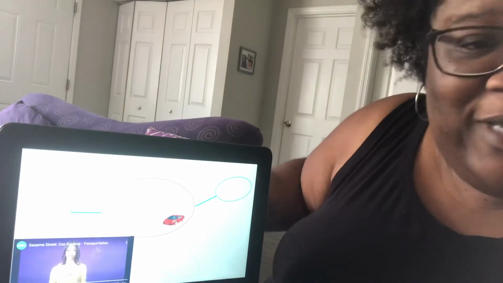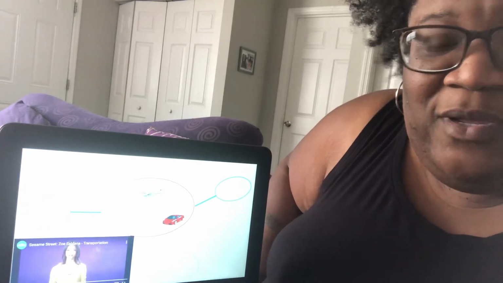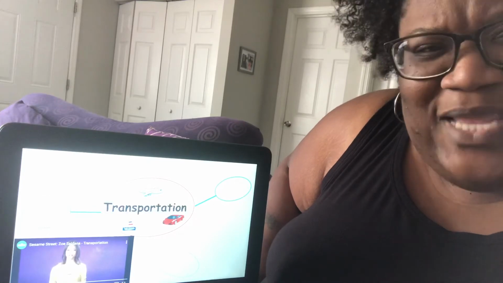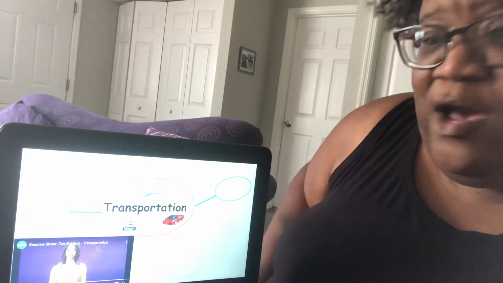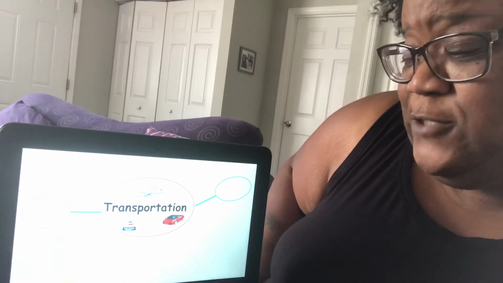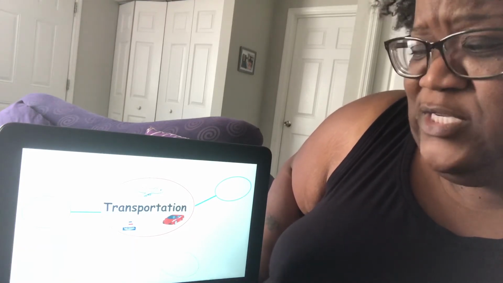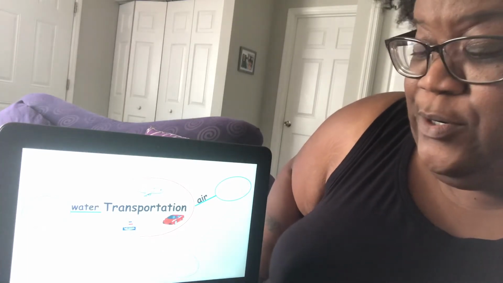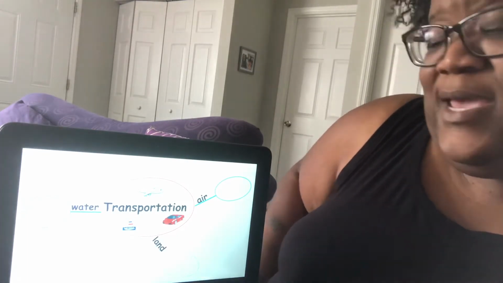But then here's the same web organizer, but now it's animated. Now it has more to it. Oh, transportation. Well, we talked about the different modes of transportation. What are the different modes of transportation? Air, water, and land. Now, you will go from there.